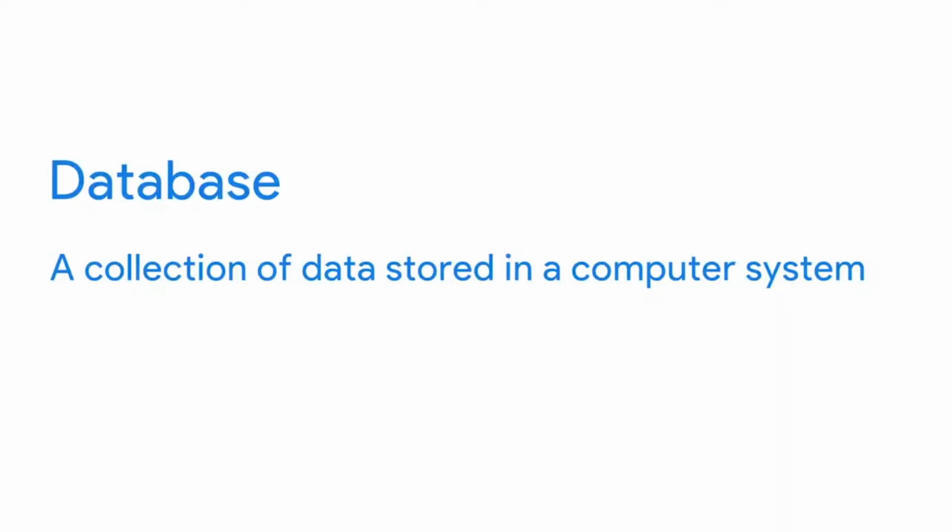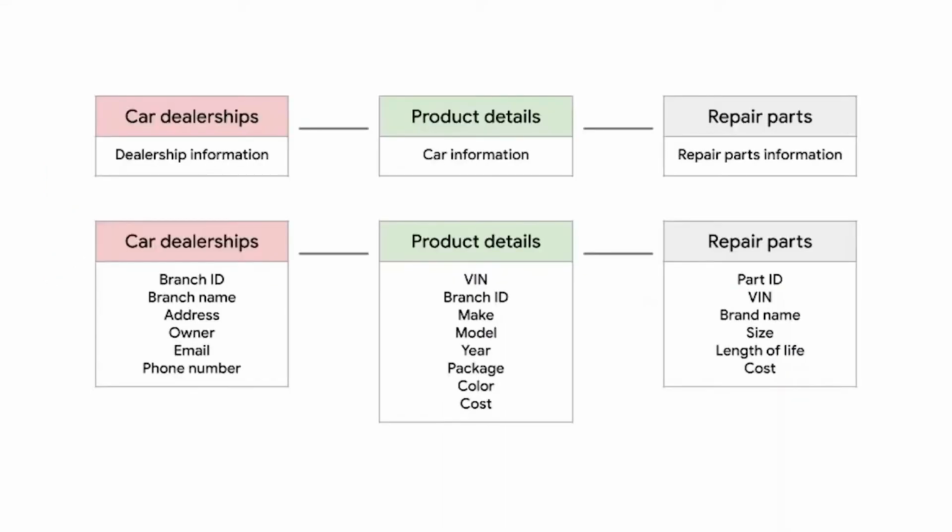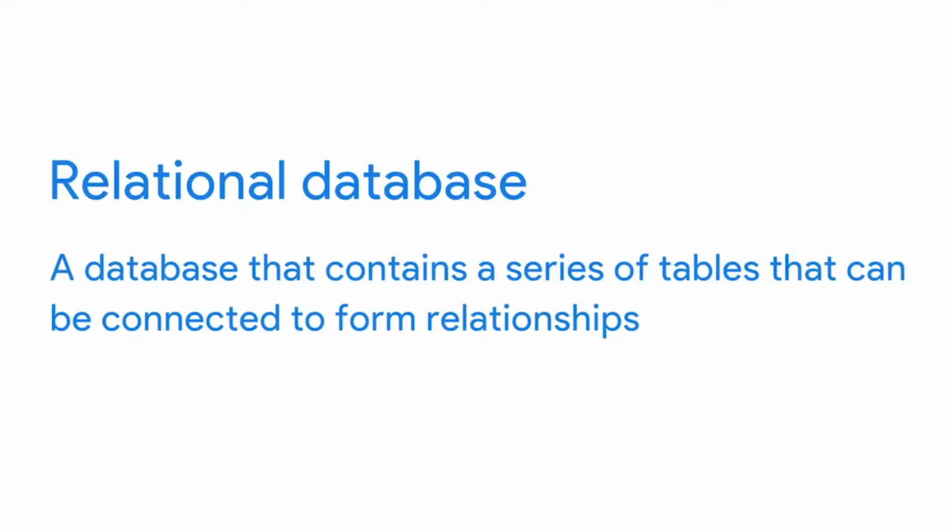As you've learned, a database is a collection of data stored in a computer system. Here's a simple database structure. It contains tables with information from a car manufacturer. The top level includes car dealerships, product details, and repair parts. Then, if you drill down to the next level by selecting one of those tables, you'll find more specific details about each item. This is called a relational database. A relational database is a database that contains a series of tables that can be connected to form relationships.